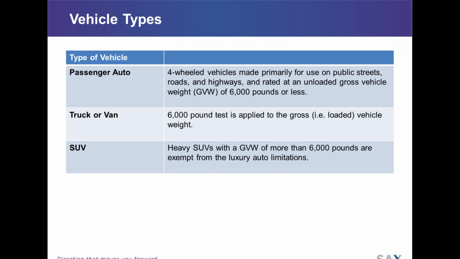An SUV that's over 6,000 pounds will get a different result than a regular passenger auto. So if it's under 6,000, it'll just be considered a regular car, like any other car. But if it's over 6,000, we actually get a better benefit. See that on this next slide.